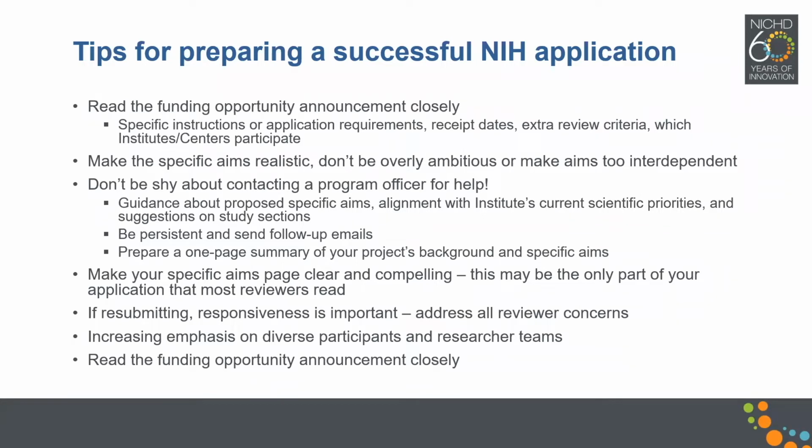As you're developing your specific aims, you want to try to make them realistic and achievable within the time period determined by the particular activity code. So for example, an R21 only provides 2 years of research support, whereas an R01 can provide up to 5 years of research support. So keep that timeline in mind as you're developing your specific aims, because you don't want to be overly ambitious with the scope of work that you're proposing. It's also helpful if you don't make your aims too interdependent on one another, so that, for example, if aim 1 fails, then aims 2 and 3 are doomed from the get-go.